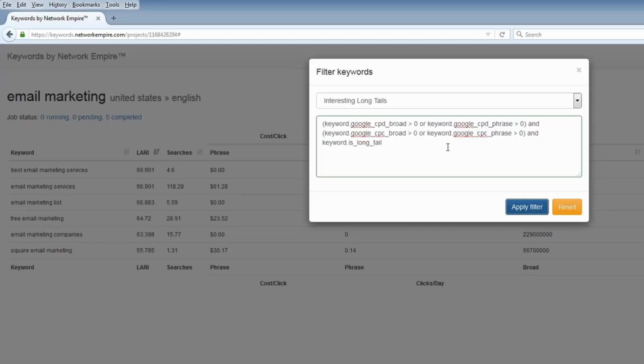All right, so I'm going to start at the very end of this filter. Keyword is long tail. So that is an element of the filter all by itself. And what that means is it's looking for any keyword that, in this case, our theme is email marketing. So it's looking for any keyword that contains email marketing anywhere within the keyword. It can be the front, the middle, the back, but it's got to be that exact phrase.